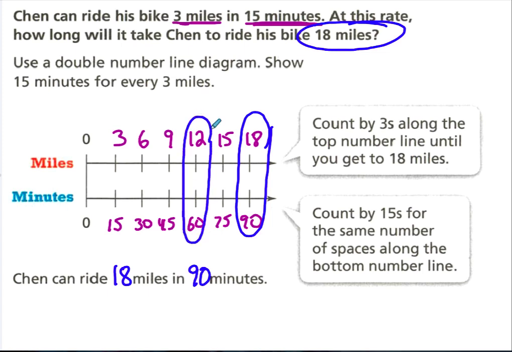12 miles would be 60 minutes, or 9 miles would be 45 minutes. But the miles are growing at that rate of 3. The minutes are growing at that rate of 15, because that's our ratio. And we're looking at where do they grow from there.